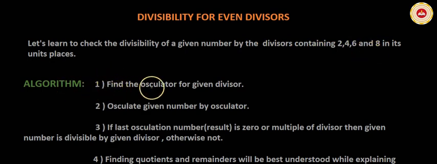Step number 1. Find the osculator for given divisor. Observe the divisor and calculate the osculator for the given divisor. Step number 2. Osculate the given number by the osculator. This process is called the osculation process. Step number 3. If the last osculation number, that is the osculation result, is 0 or a multiple of the divisor, then the given number is divisible by the given divisor, otherwise not.